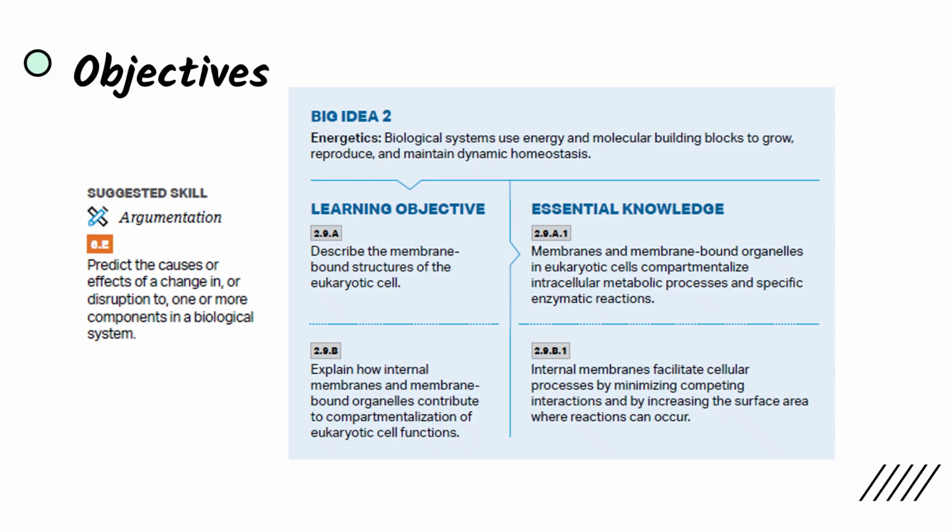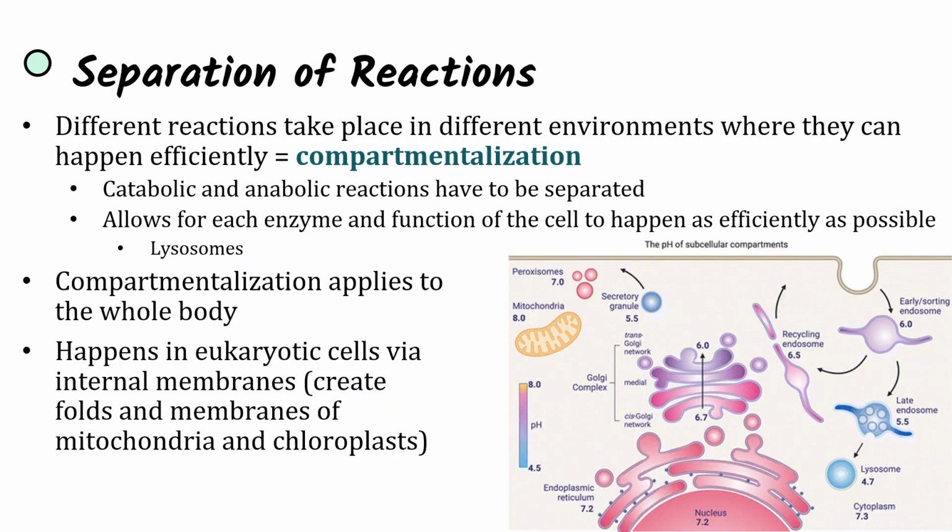And our suggested skill is going to be argumentation 6E, predict the causes or effects of a change in or disruption to one or more components in a biological system.